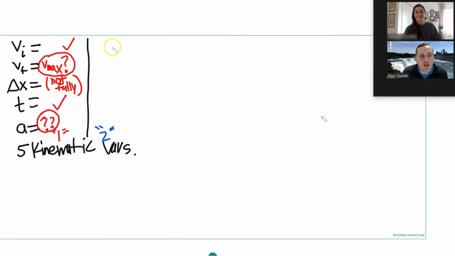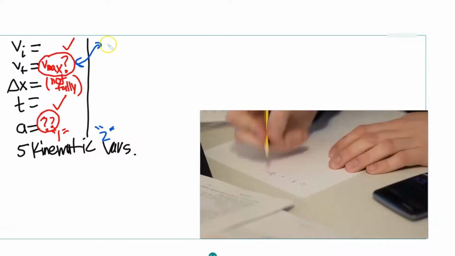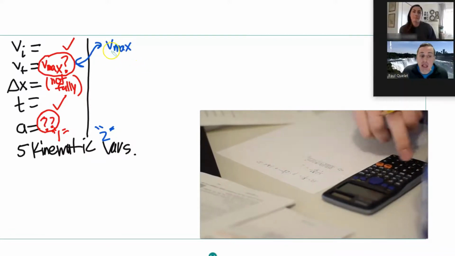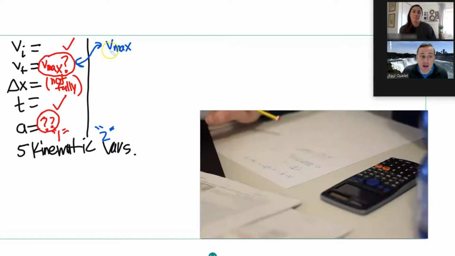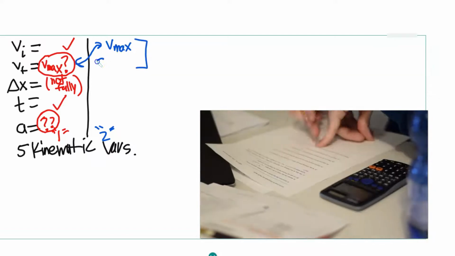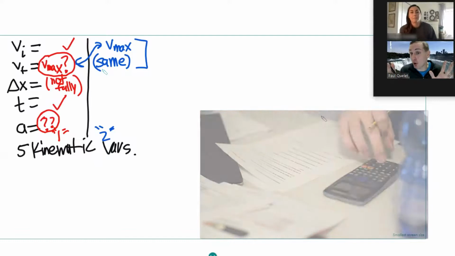Do we know the initial velocity of segment 2? No, but do we know it's related to something else? Yes. Do you see why it's important to put this arrow here? It's the same thing as the Vmax. Okay. Is the final velocity of segment 2 related to the initial velocity? Yes. These should be the same. Okay, so that's important. We write that down, right?